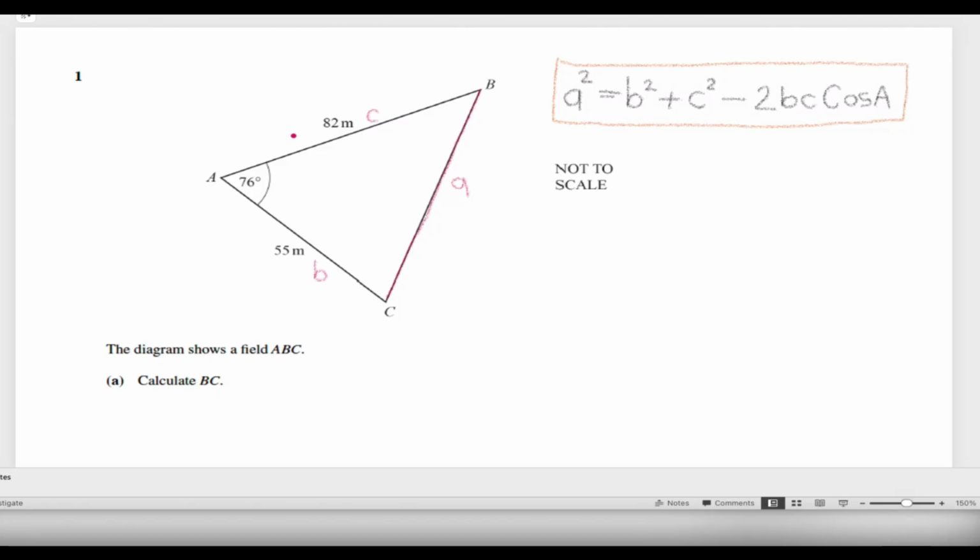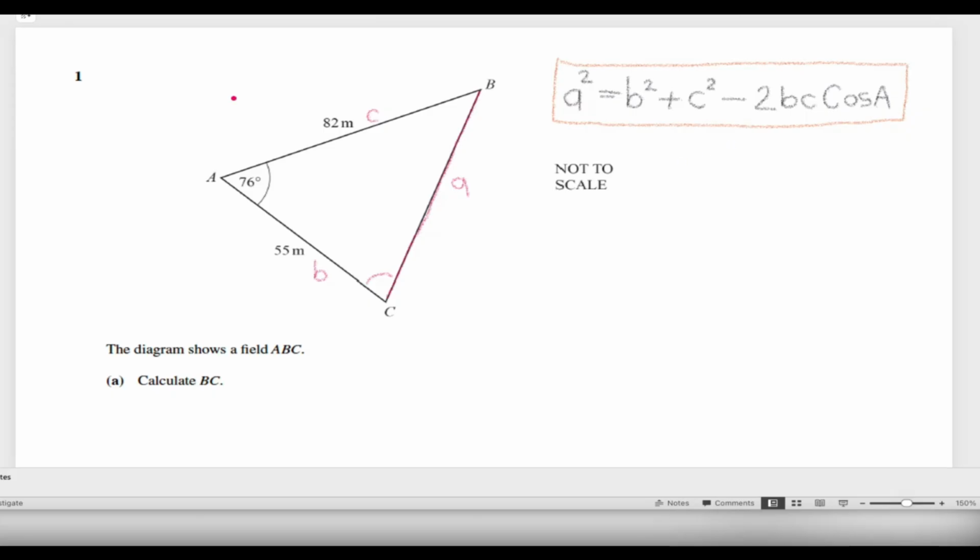Remember, we label the sides. So this is side C because it is opposite angle C. And this is side A because it is opposite angle A. And this is side B because it is opposite angle B. So it's very important that you know how to go about labeling the triangles.